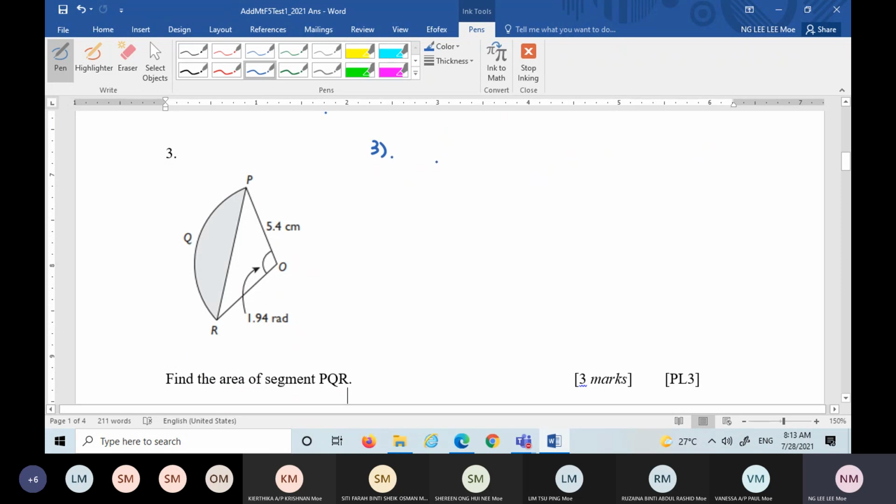Okay, question number 3 is still due to the segment, but this is an area of segment. So they are finding this area of segment. Same thing, memorize the formula. So this is the formula: theta minus sine theta. Same, for this sine theta, that theta must be in degree, unless you change the mode of your calculator into radian mode. Okay, so 1.94 radian.